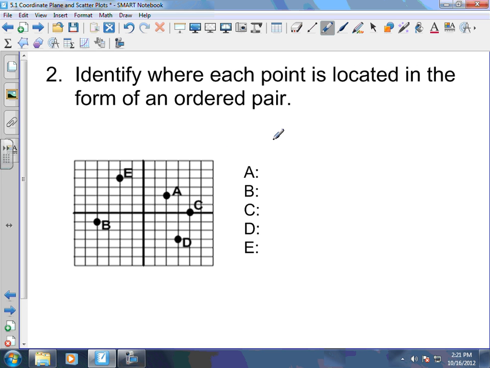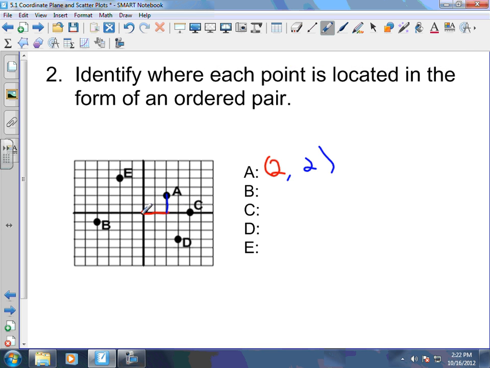Okay, we're going to identify where each point is located on the grid, and we're going to do that in an ordered pair. The ordered pair always lists x first and then y. So we start at the origin and we go across the x-axis. We're going to go underneath the dot for A. I'm going to have to go over 2. So my x value for A is 2. From there, I either go up or down. Here I'm going to go up. I have to go up 2. So the ordered pair for A is 2, 2.